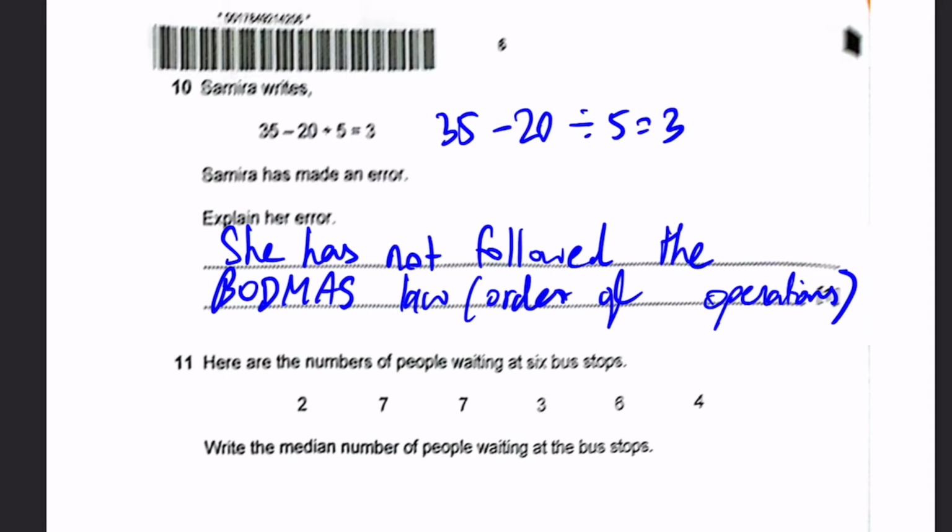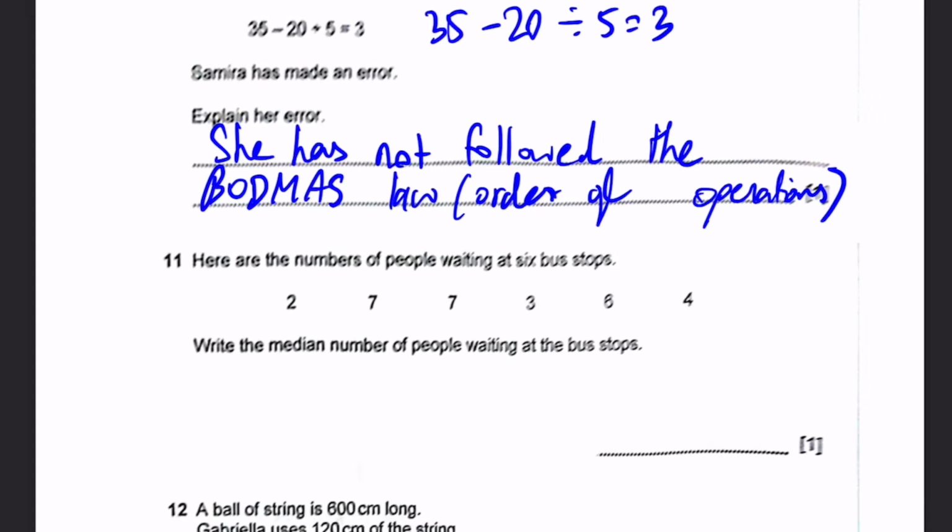That's the answer. We're supposed to do division first to get 20 divided by 5 is 4, 35 minus 4 is 31. That's what you're supposed to get. That's the answer. Question 11. Here are the numbers of people waiting at 6 bus stops. Write the median number of people waiting at the bus stops.